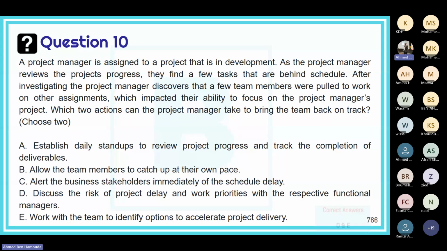Actually, the right two answers are D and E, okay? Which is discuss with the functional manager and also work with the team to identify options to accelerate project delivery. So actually, guys, this is most of the risk management chapter, which we have in our PMP training, because remember, in our PMP training, we have 12 chapters. And actually, throughout the training, there are many, many questions related to risk management. Of course, we could not see all of them.